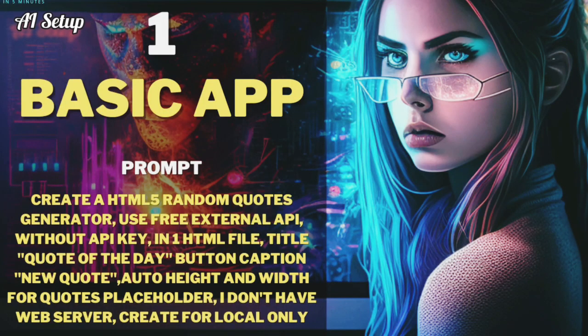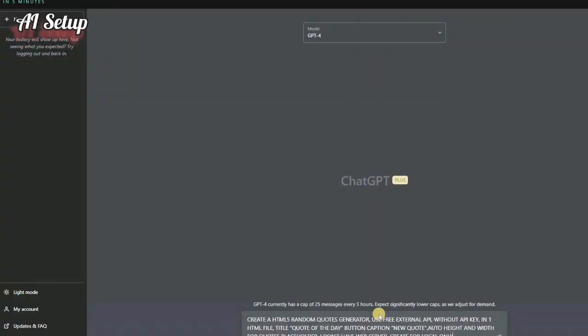1. Basic app. In this section, we will create a basic HTML5 app for generating random quotes from an external API without an API key. You can copy all of my prompts and final code from this tutorial in the video description and the article on my website. The link is also provided in the video description.